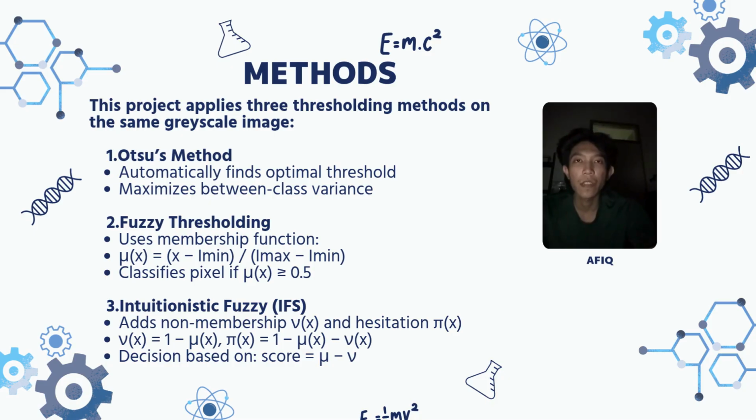Next, I will explain the method used in this project. This project compares three different image thresholding methods using the same grayscale image to evaluate their performance. The first method is the Otsu method.